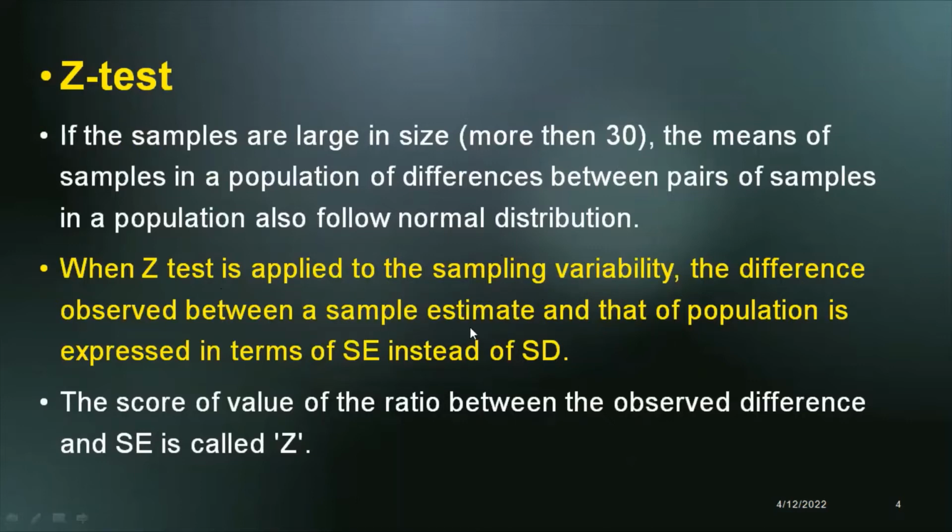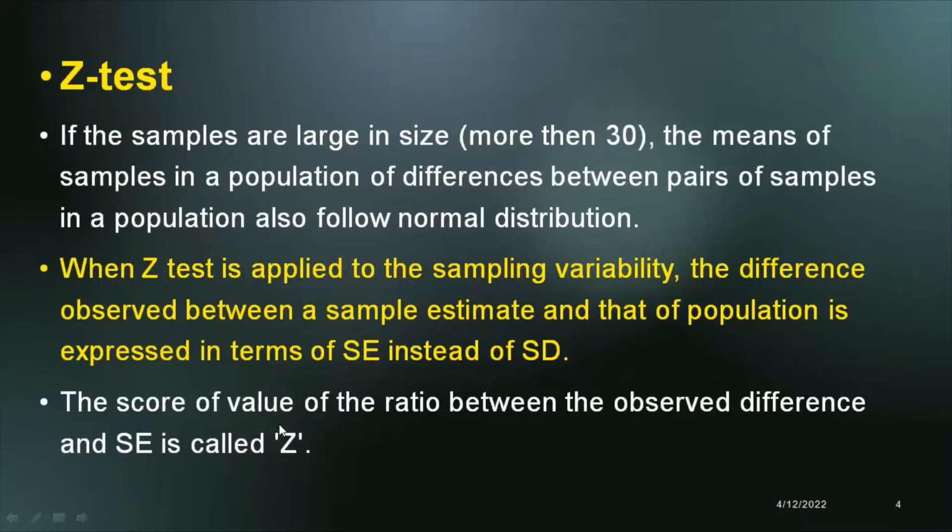So we have sample mean and we have population mean. This mean difference is expressed in terms of standard error. Please remember that whenever we apply Z test, we need sample means, we need standard deviation, and also we need the standard error of difference between means.